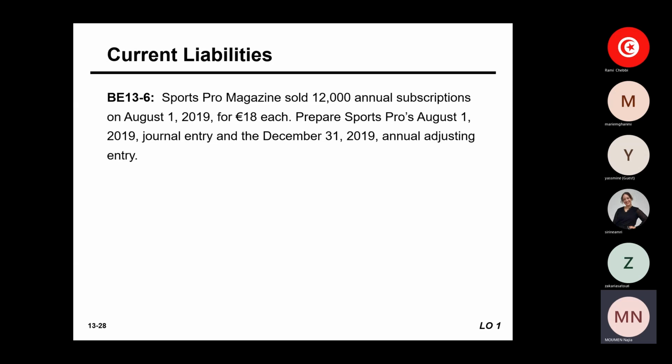So on August 1st there is a collection of cash, €18 times the 12,000 subscriptions. But what will be the other account to be credited? We'll be crediting the unearned revenue account. That's on August 1st. Then on December 31 we should adjust. What should normally be done is that Sports Pro magazine will deliver every month a specific volume to its client.